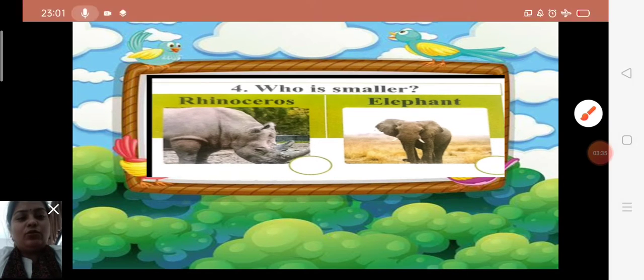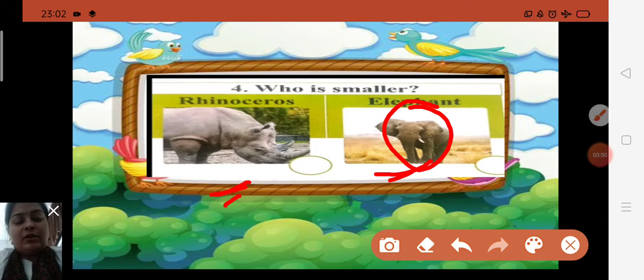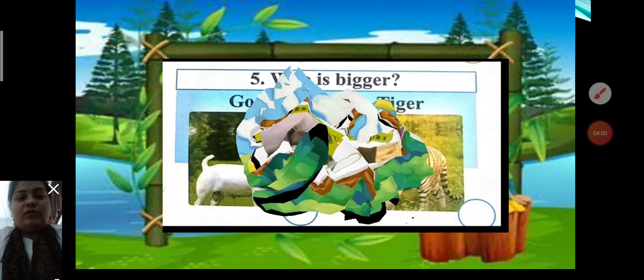Children, there are also two animals, and there is a comparison between two animals: a rhinoceros and an elephant. What do you know about the elephant, children? The elephant is the largest animal on land. So it is asking which is smaller. The rhinoceros is smaller than the elephant. Now move to the next.